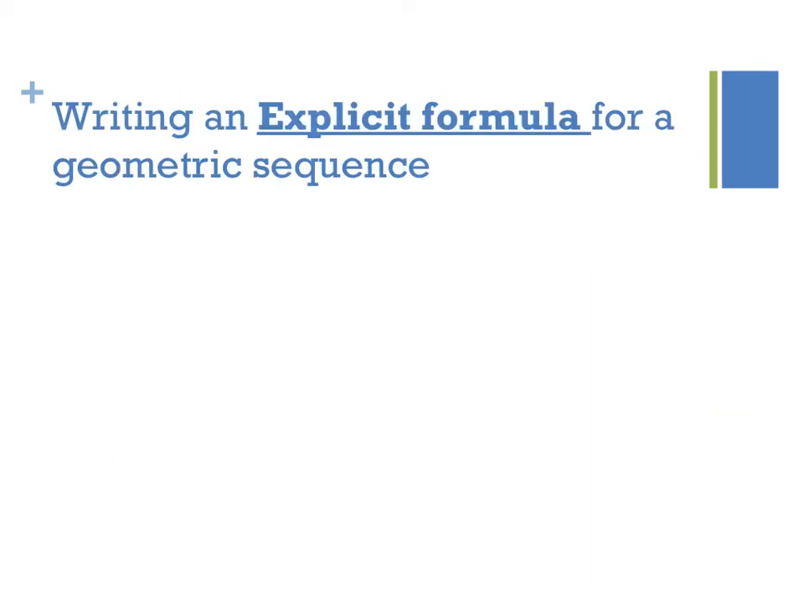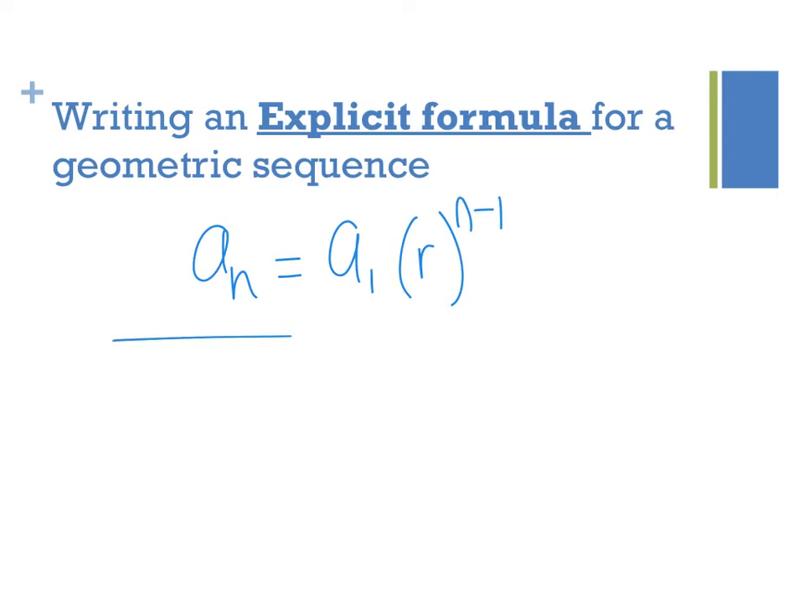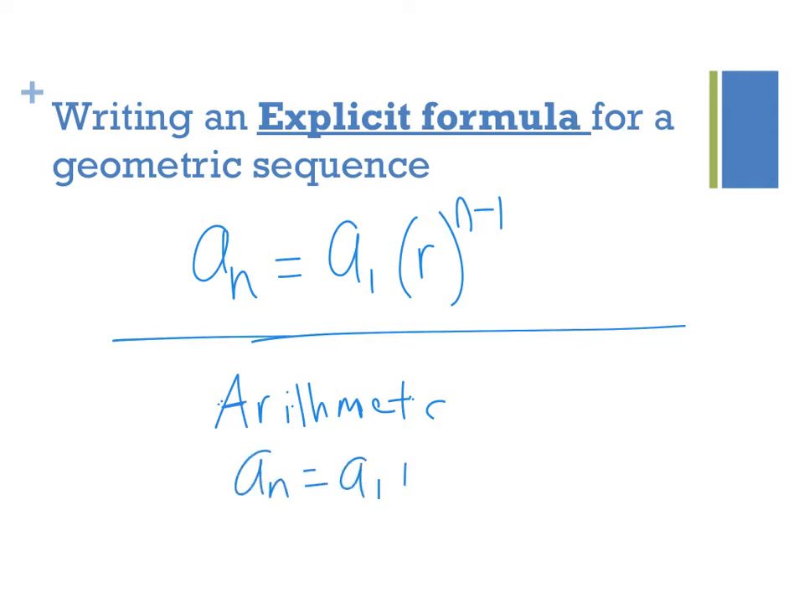So there is an explicit formula, as with arithmetic sequences, that we use for geometric sequences as well. In fact, the explicit formula, we'll call it a sub n, is the first term multiplied by the ratio raised to the n minus 1 power. Now, if you remember the arithmetic sequence that we've already covered in the previous lesson, that formula was a sub 1 plus n minus 1 times the common difference.